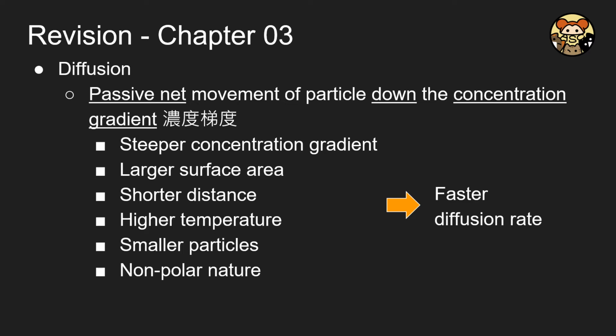Diffusion happens for all substances except water. It is a passive net movement of particles down the concentration gradient, which means things move from a higher region to a lower region, like a slope. So a deeper slope, larger surface area, shorter distance, higher temperature, smaller particles, and non-polar nature will all lead to a faster diffusion rate.